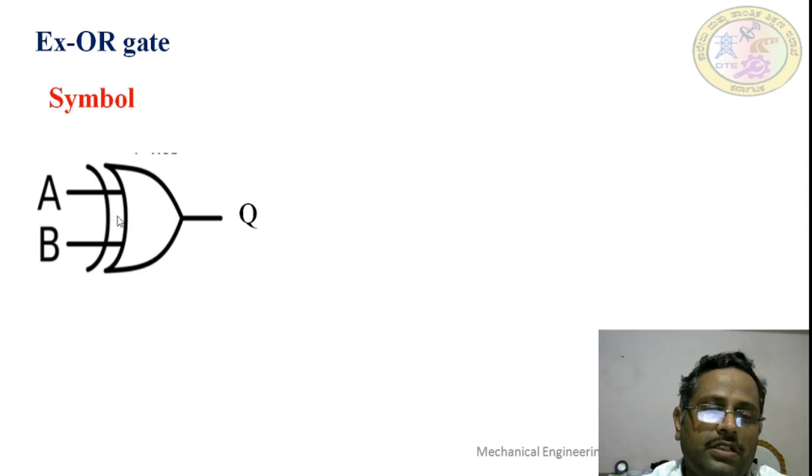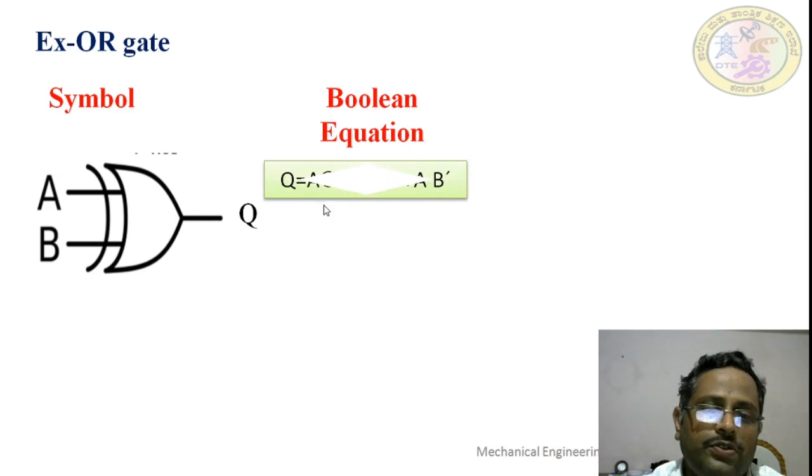Thus, the equation is represented as Q is equal to A XOR B. This is the XOR symbol, a plus inside a circle. A XOR B is equal to A bar B plus A B bar. This is the full equation: A bar B plus A B bar.